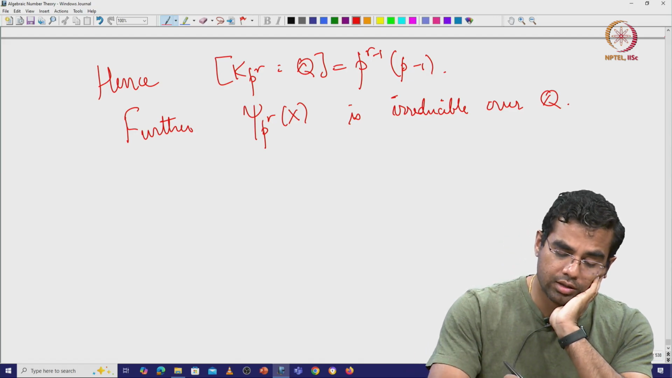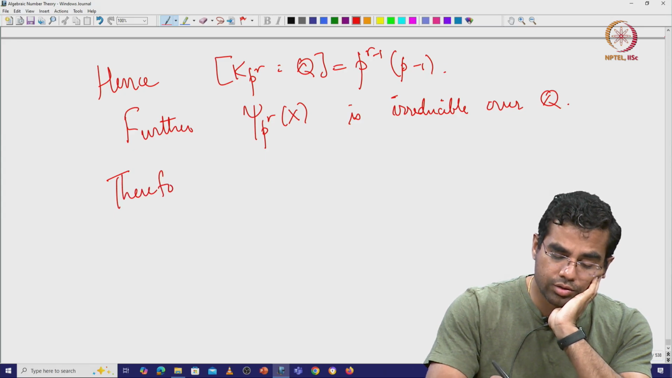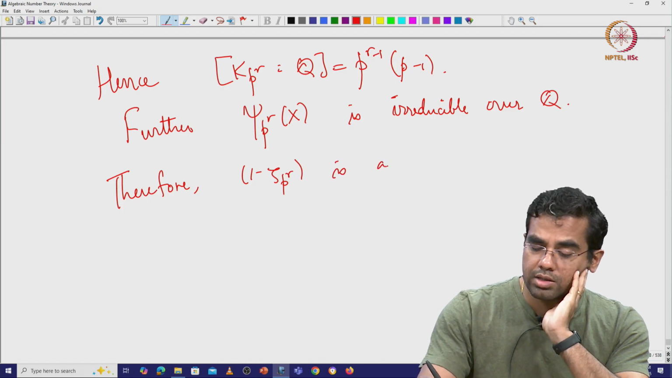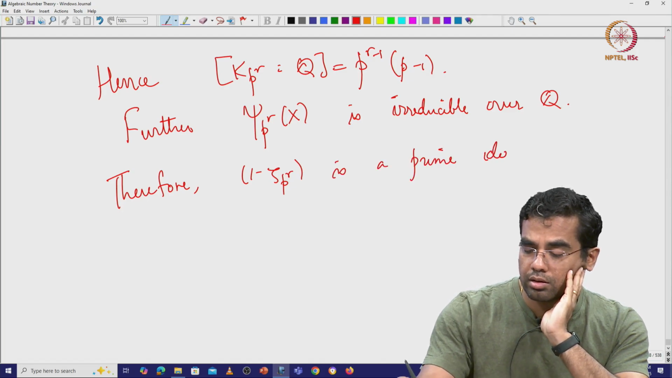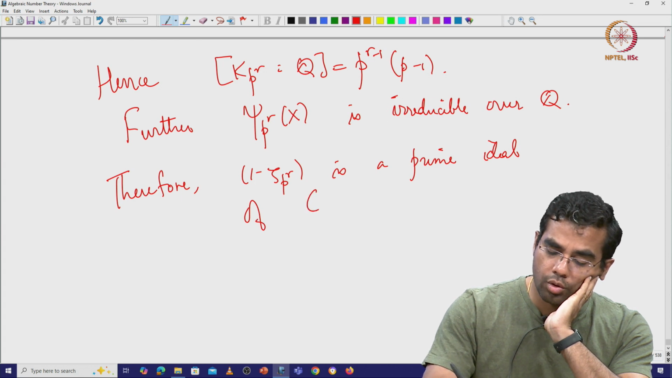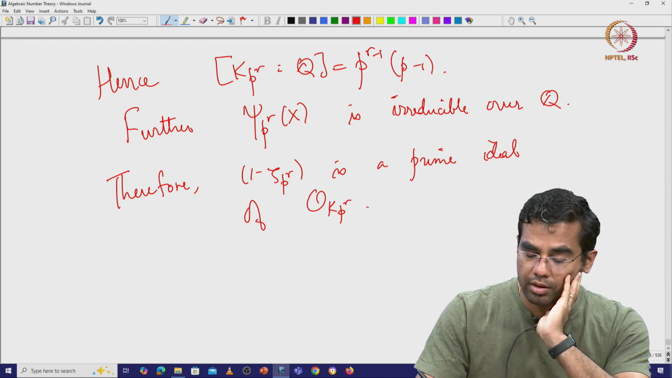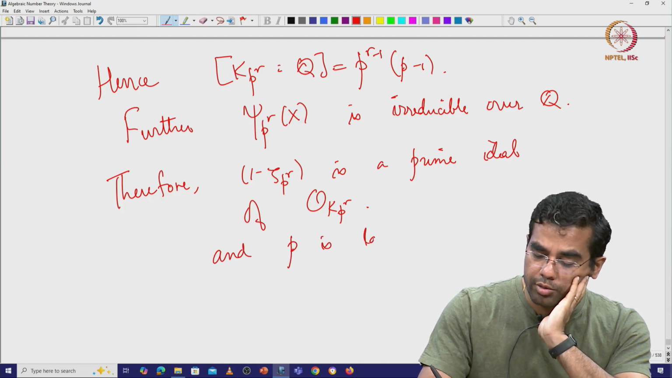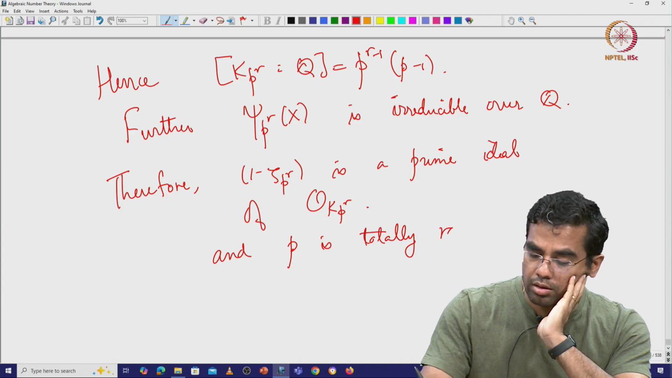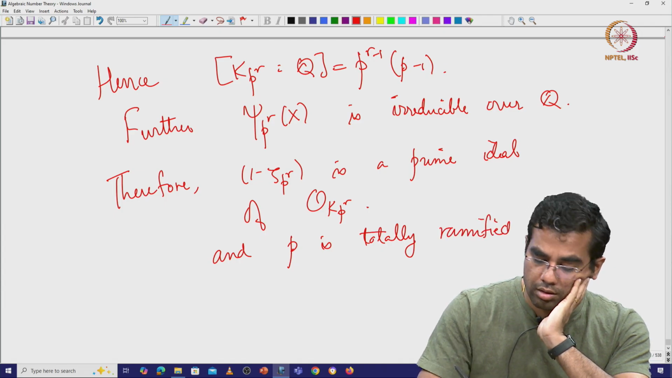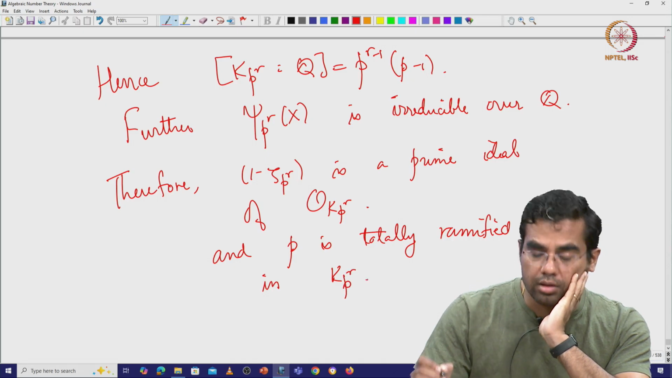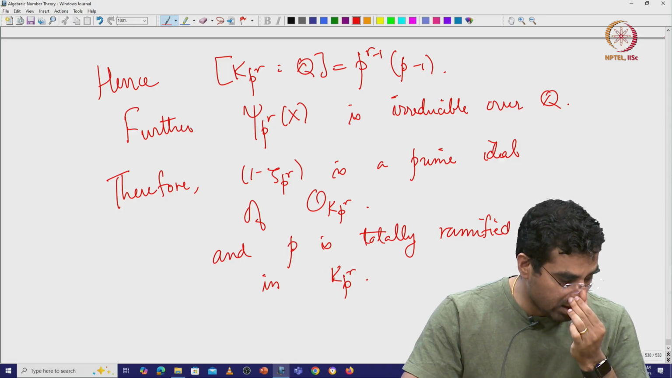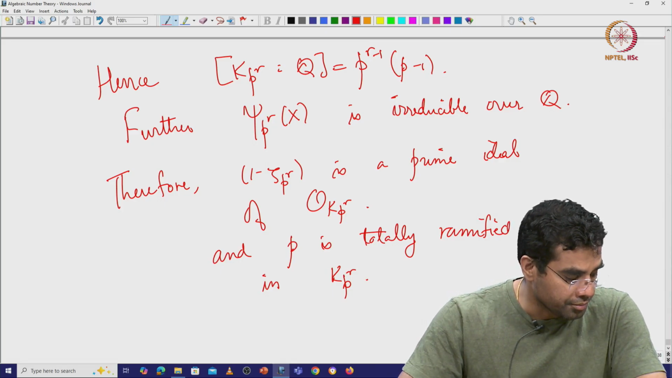So, hence we get the following. Therefore, 1 minus zeta p to the r is a prime ideal of O k p to the r, and p is totally ramified in k p to the r. So, we got these two things pretty much for free, out of our proof.